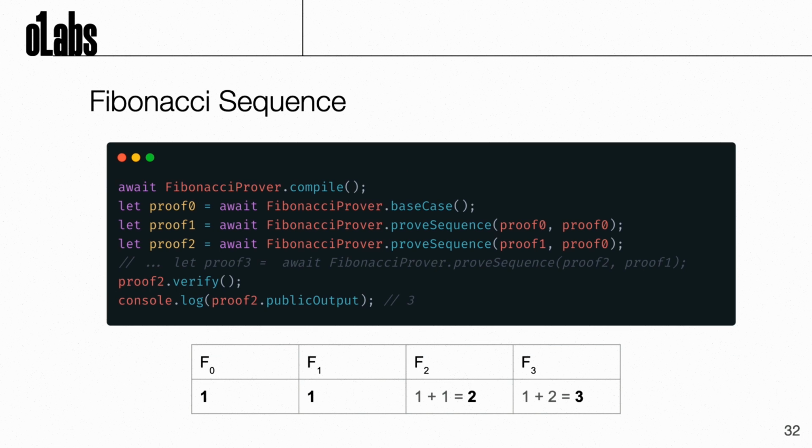And we can simply call .compile to compile the ZK program. We can simply call .baseCase or .proveSequence with the inputs, which generates a zero-knowledge proof of the inputs using the computation, and we can also very easily verify it directly in the browser or directly in your Node.js environment or any other runtime.